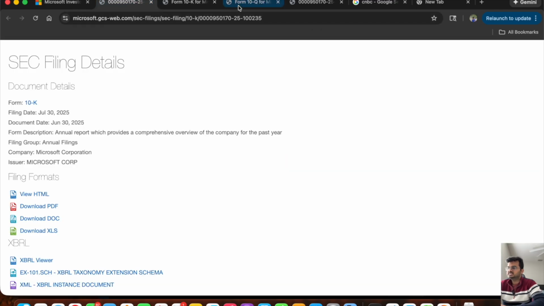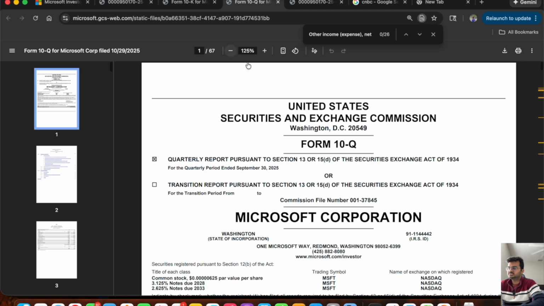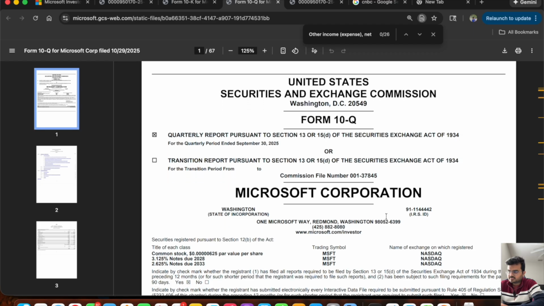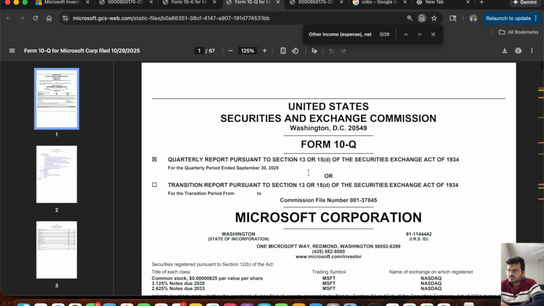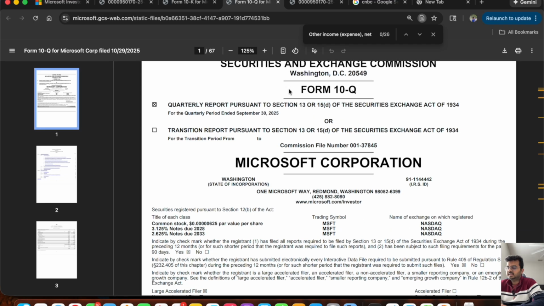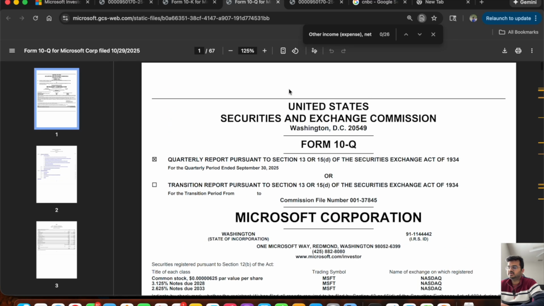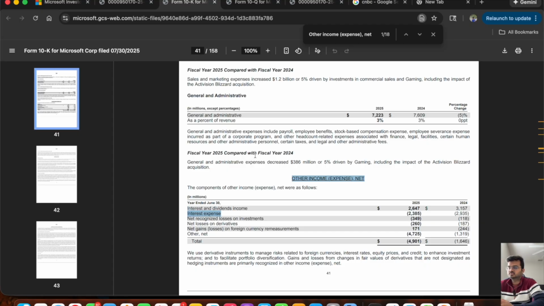But if I look at the most recent 10Q report, which was published as of the most recent quarter, where is the date? Okay, so this is the first quarter of the fiscal year. By end of September, they have published it. So I don't see the clear interest expense which the company has paid in this quarter. So I'm going to use the most recent annual report as a proxy. Here the interest expense is $2.385 billion.